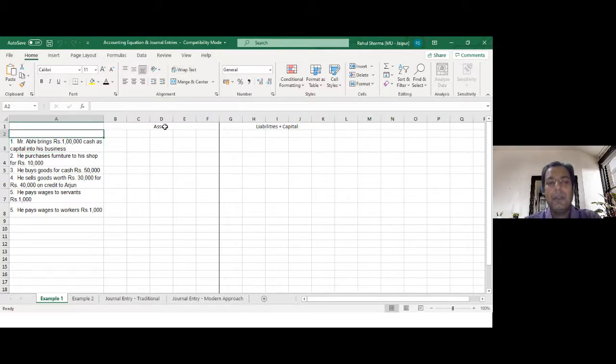For the business, there are two things getting impacted. He's bringing cash into the business, and we all know that cash is an asset. We studied that, right? So cash is my asset, and I'm getting cash for my business. And how much cash is he bringing? He's bringing 1 lakh rupees, 100,000 rupees of cash out here.